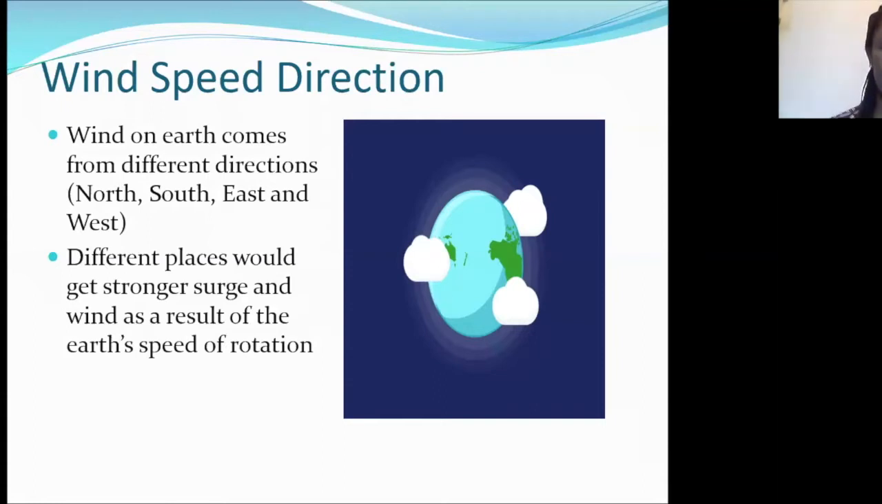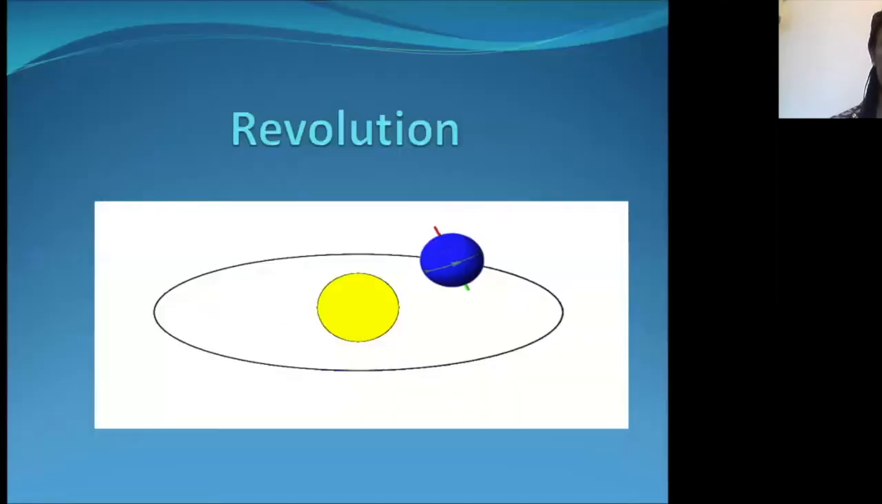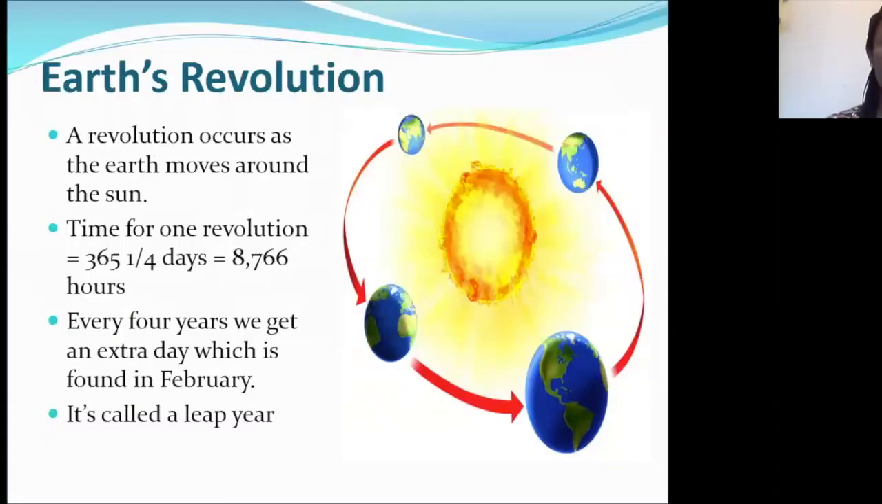Revolution. The Earth's revolution. A revolution occurs as the Earth moves around the sun. The time for one revolution is 365 and a quarter days, or 8,766 hours. Now, I know you learned in primary school 365 days, but in reality it takes 365 days and a quarter, and I will show you how they get this day on the next slide. Every 4 years, we get an extra day, which is found in February. It is called a leap year. So I'll give you 1 minute for those persons who want to take down just a little short notes.